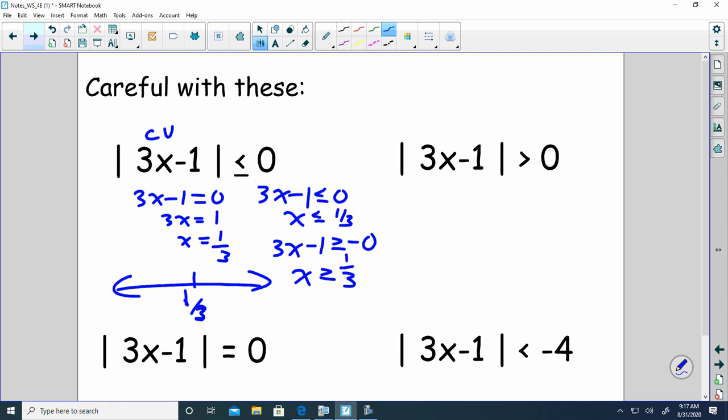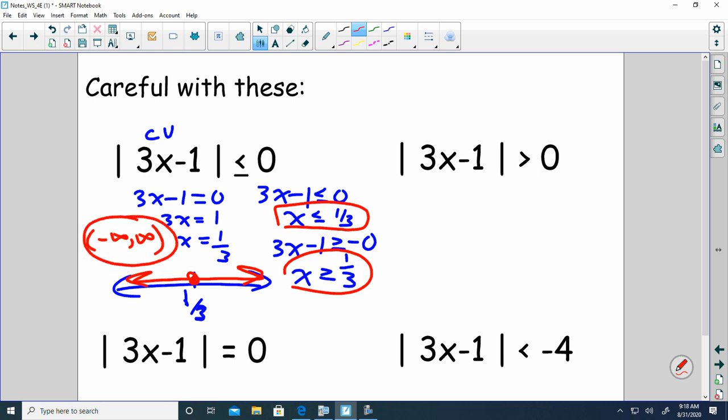Okay, so what does that mean? This is my critical value, but if I graph this, I'm going this way forever, including the dot. And if I graph this, I'm going this way forever, including the dot. So on this one, it looks like everything's going to work. I go from negative infinity to positive infinity, and that's my solution. If I plug anything in, I get something less than or equal to 0.